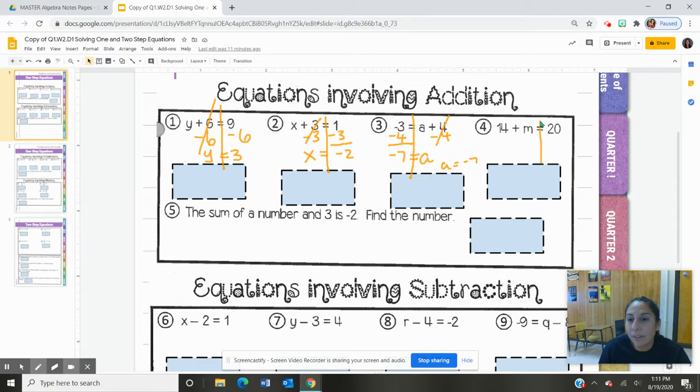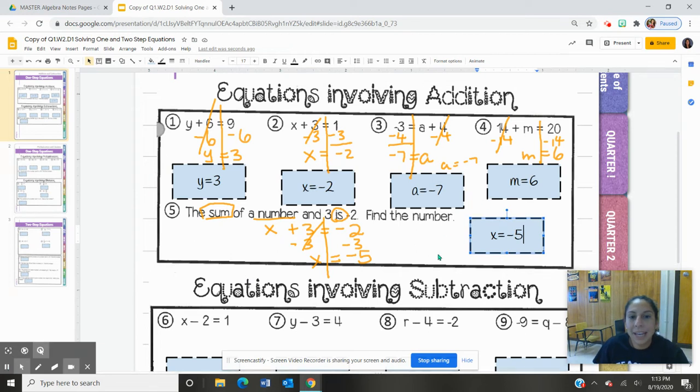Problem 4. 14 plus m equals 20. Since they're adding 14 to m, you're going to take away 14. So I take 14 from this side, so my m is equal to 6. Problem 5. The sum. The word sum means to add, so we're going to add a number and 3. So I'm adding a number plus 3, and that's a fancy way of saying equals, so it's equal to negative 2. And now we can follow the same process. Here's your equal sign, find x. They're adding 3, so the opposite would be take away 3 from the other side, so your x is equal to negative 5.